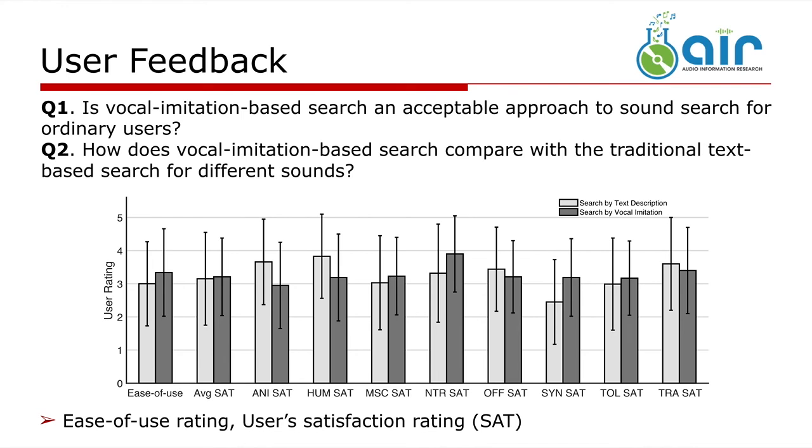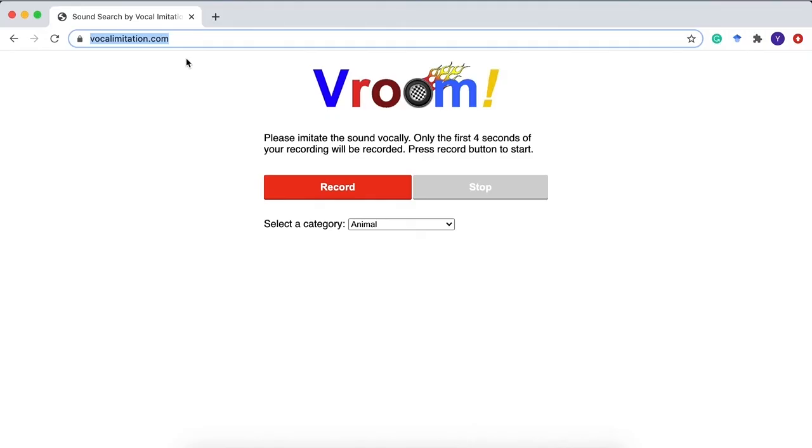User satisfaction rating comparison as a subjective evaluation answers the second research question in terms of search effectiveness. More detailed analysis answers the second research question in terms of search efficiency, which can be found in our paper's experimental results section. Here is a live demo of Vroom.